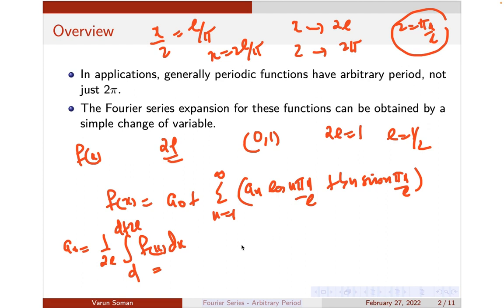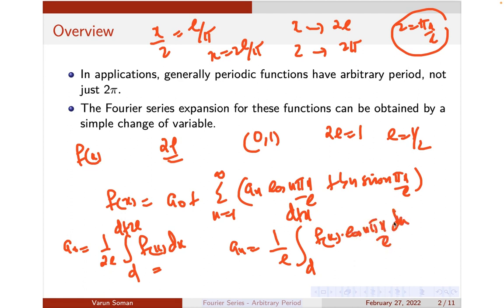Similarly, the formula for an will be 1 by L integral d to d plus 2L, just like the earlier one, f of x into the coefficient of an, which is cos n pi x by L dx. Similarly, can you tell me the formula of bn also? It's very simple. bn is equal to 1 by L integral d to d plus 2L f of x into sin n pi x by L dx. So this is the formula for a general periodic function.